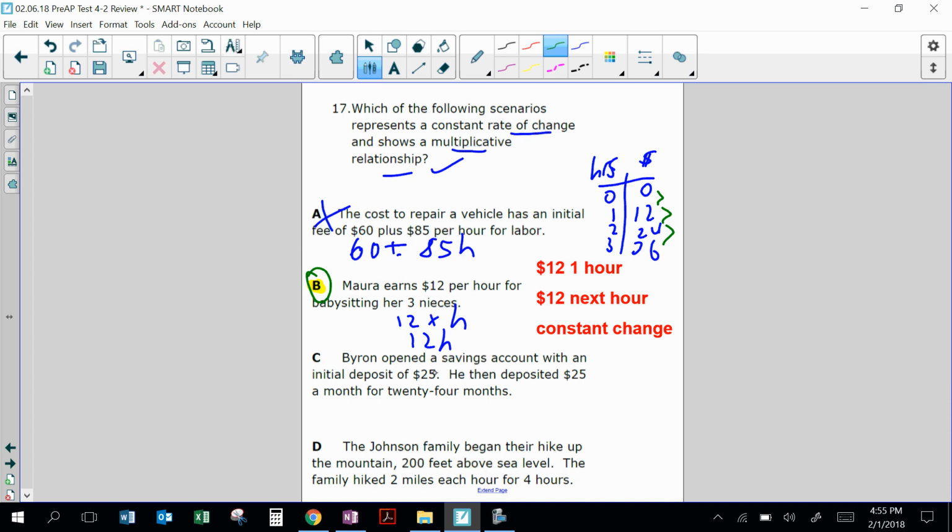Byron opened a savings account with an initial deposit of $25. He then deposits $25 every month. So it does show a constant rate of change, changing 25 every month, but it is not multiplicative. The Johnson family began their hike up the mountain 200 feet above sea level. They hike 2 miles each hour for 4 hours. So they start at 200, and they go 2 miles each hour. Again, this does show a constant rate of change of plus 2 every hour, but it's not multiplying.